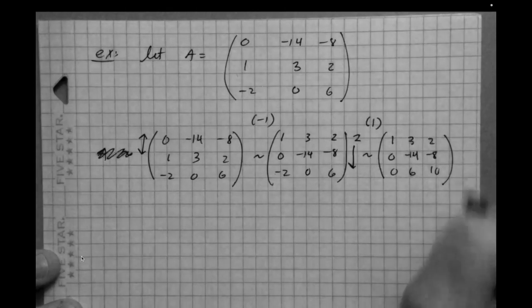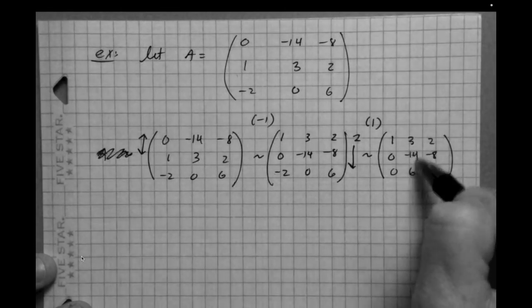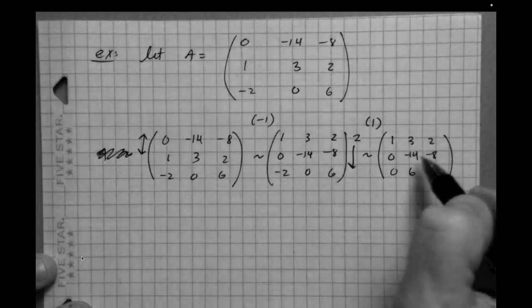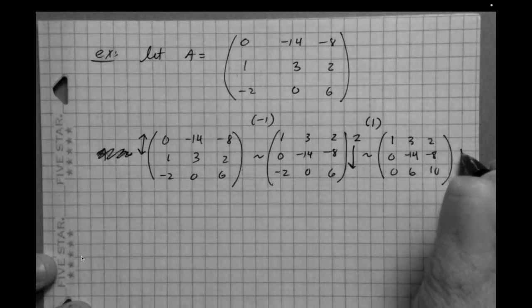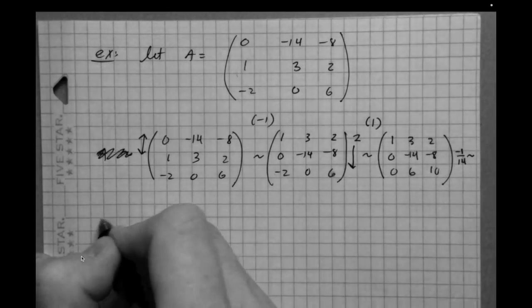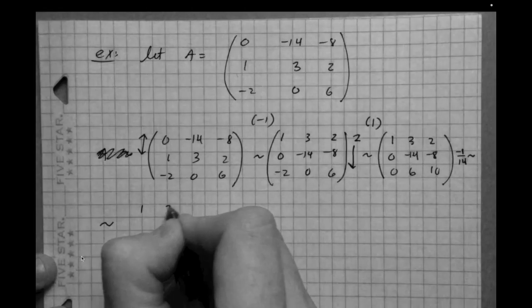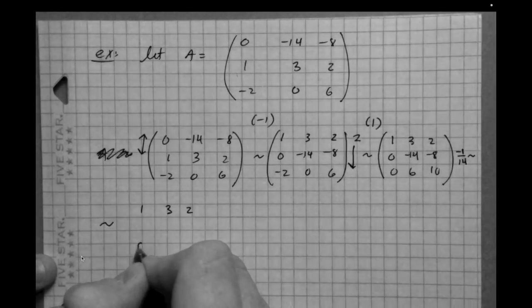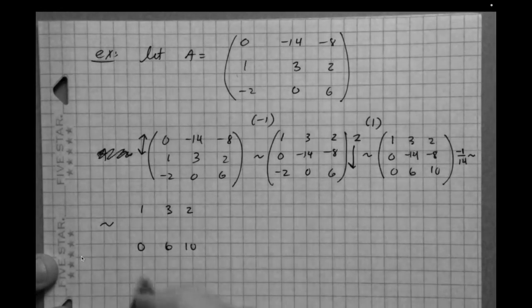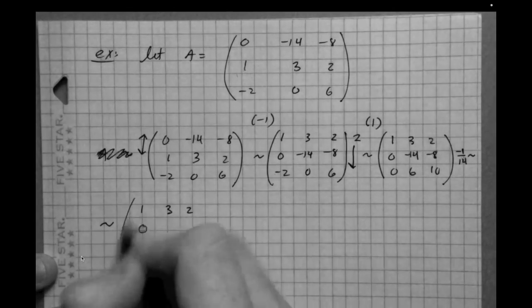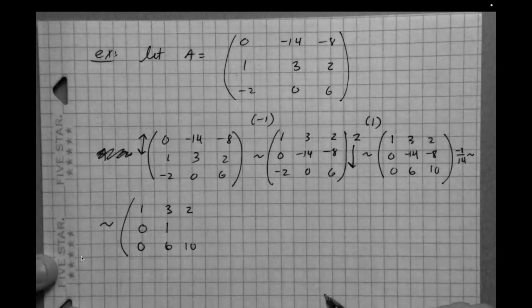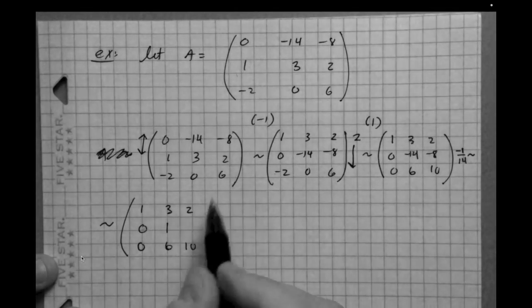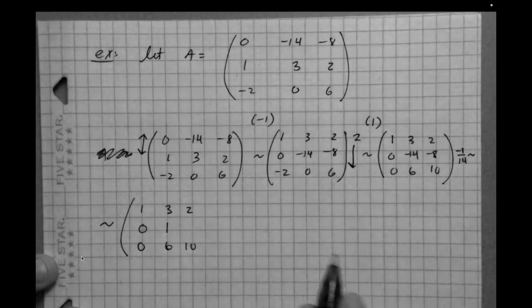So then what should I do? Well, we need a pivot here in row 2, so I'm going to multiply by 1 over 14, -1 over 14. So I'll have 1, 3, 2, and on the bottom I'll have 0, 6, 10, and in the middle I'll have 0, then a 1, and then this is going to be 8 over 14. So 8 over 14, we can reduce that to 4 over 7.